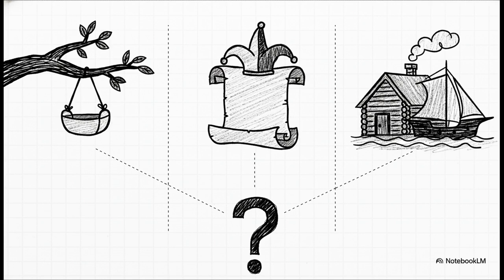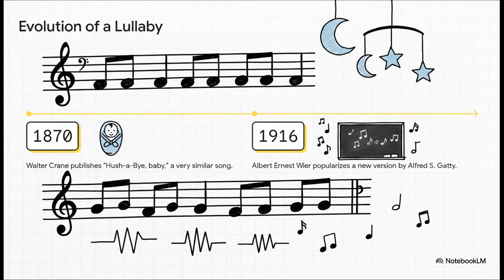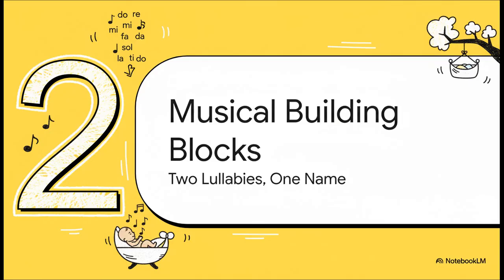But wherever it started, the song didn't just stay the same, it evolved. For example, way back in 1870, a song called Hushabye Baby was published, and it's incredibly similar. But the real game changer for our story today is a version from 1916, arranged by a composer named Alfred S. Gatty, and that's where things get really interesting. You see, here's the twist. We're not just talking about one single song. There are actually a few different melodies that go with those famous lyrics, and the difference between them? Well, that's the whole key to this explainer.